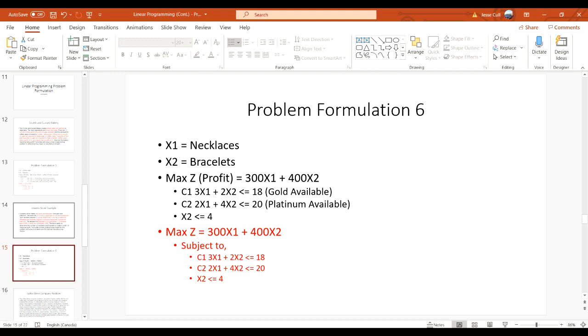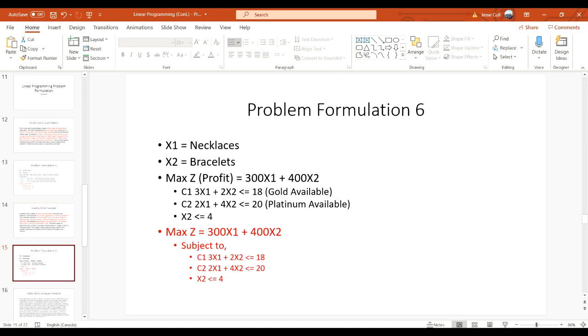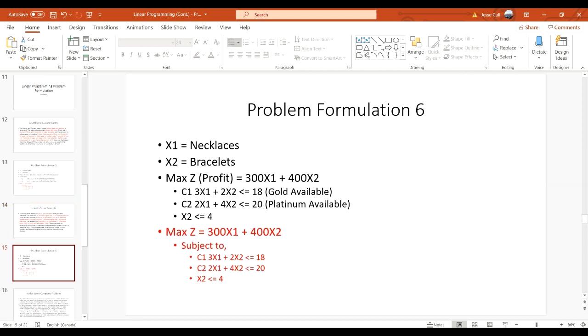We also know from here that we have 20 ounces of platinum available, a necklace is 2 ounces of platinum, and a bracelet is 4 ounces of platinum, represented here. 2x1 plus 4x2 is less than or equal to 20, which is the platinum available. We also know the maximum demand for bracelets is no more than 4. X2 bracelets must be less than or equal to 4.